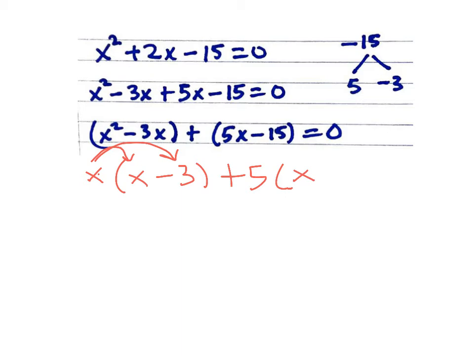What am I going to multiply 5 by to get negative 15? It has to be negative 3 down here, inside there. So negative 3 goes in here. So now this is the next step, the very first step in factoring by grouping, second step rather.